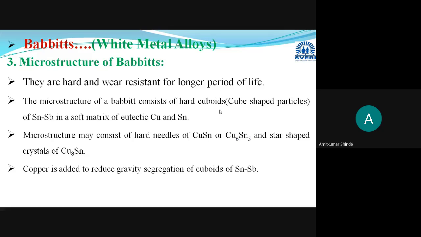Why copper is added is a question that may be asked as a reasoning question or in some objective questions. These types of questions may appear in competitive examinations like GATE. Why is copper added in the Babbitt? Before going into this deep discussion, I will show you the microstructures.